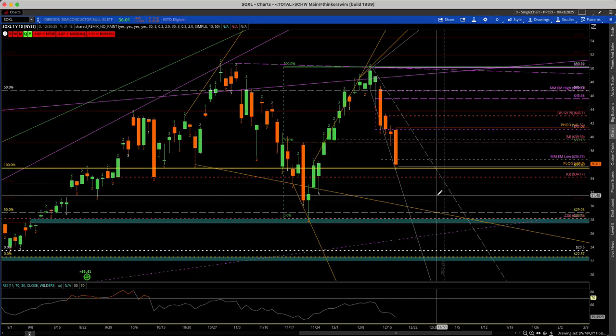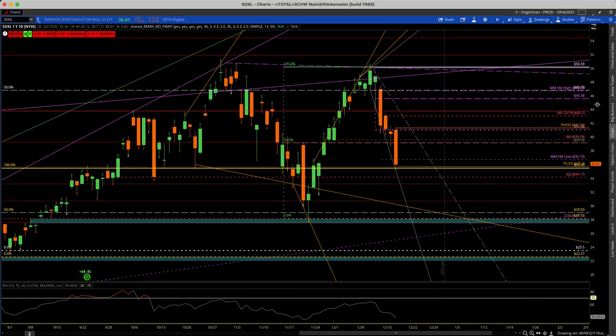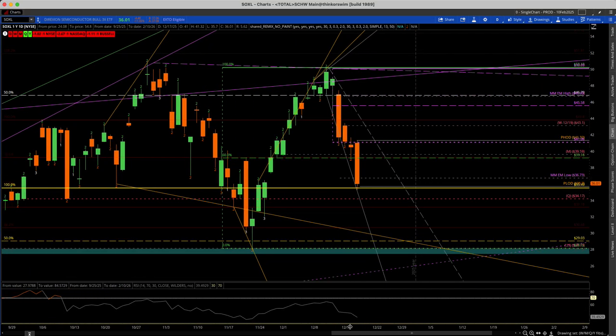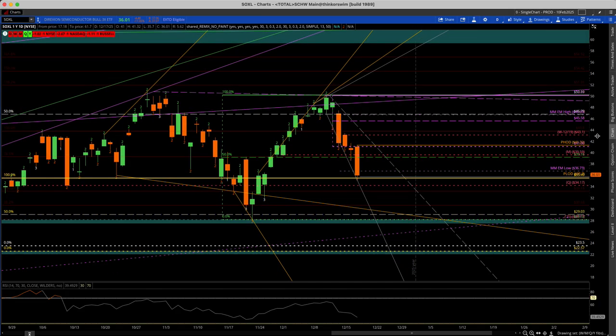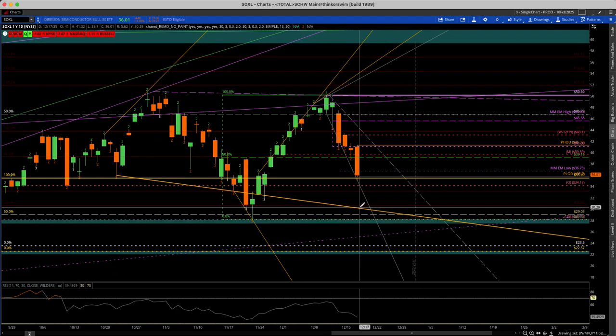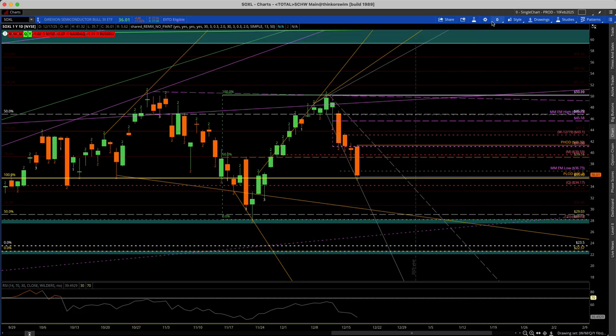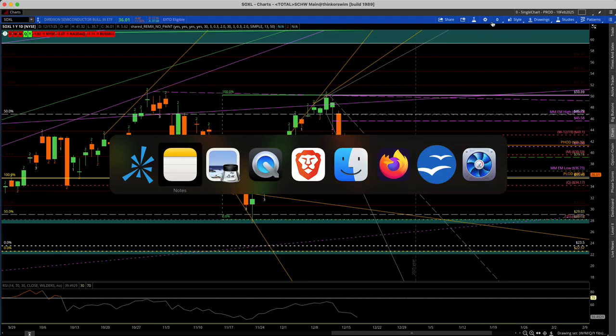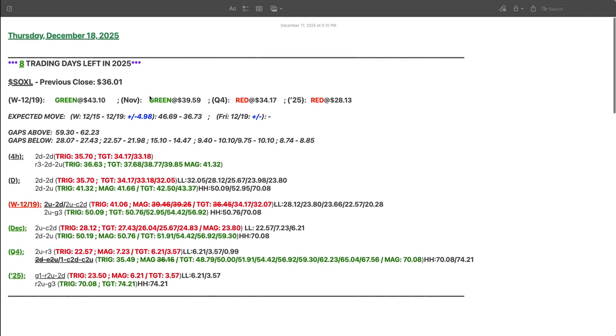But we'll take a look at these exact levels here in a second. Just wanted you to get a visual of how we are in this broadening formation. And we just went and hit the top of it. Now we're coming back down and looking to probably hit the bottom of it. So speaking of those notes, let's just get back into those.